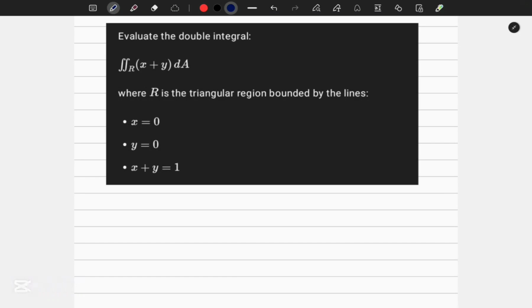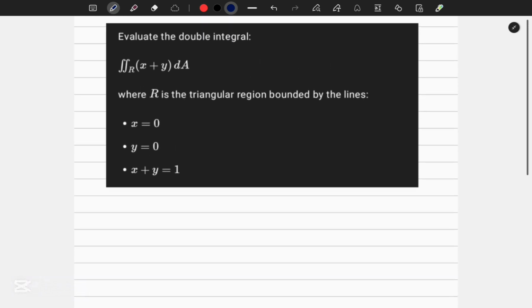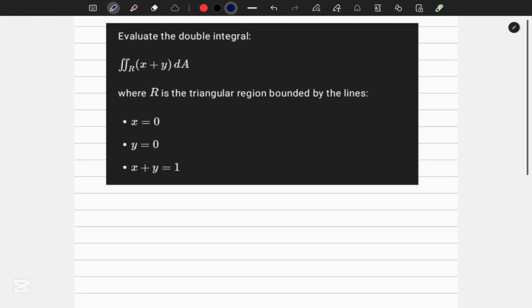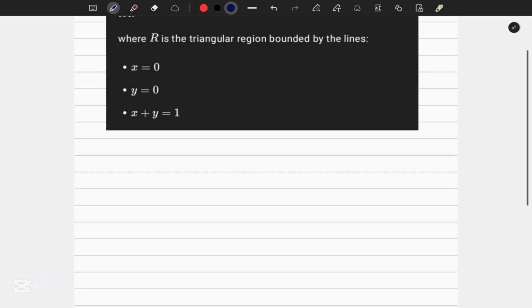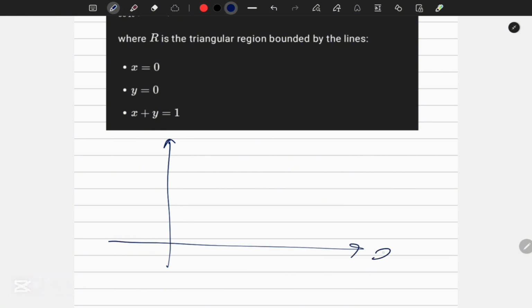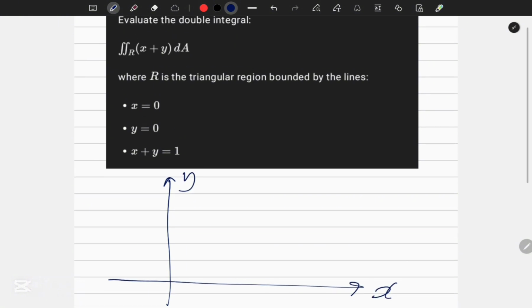So in this video I'm going to evaluate this double integral. First we will sketch the graph. Here it says a region R. Let's draw it. This is the y-axis, this is x, this is y.